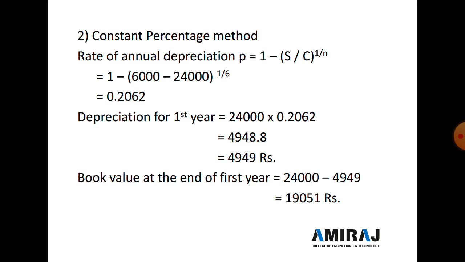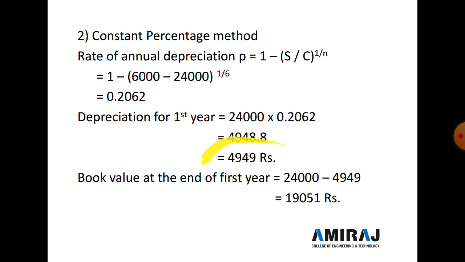Now the second method is the constant percentage method. The rate of annual depreciation P is equal to 1 minus (S divided by C) raised to 1 by N. So S, the scrap value, is 6,000, already given in the example, and C, the original cost, is 24,000, raised to 1 by 6, where 6 is N, the number of years. So P is 0.2062.